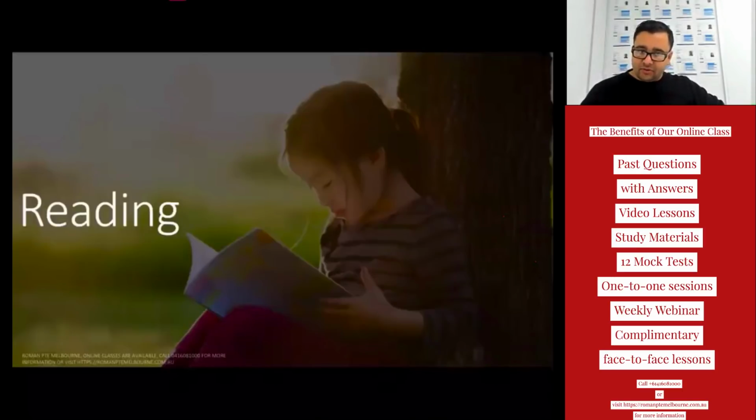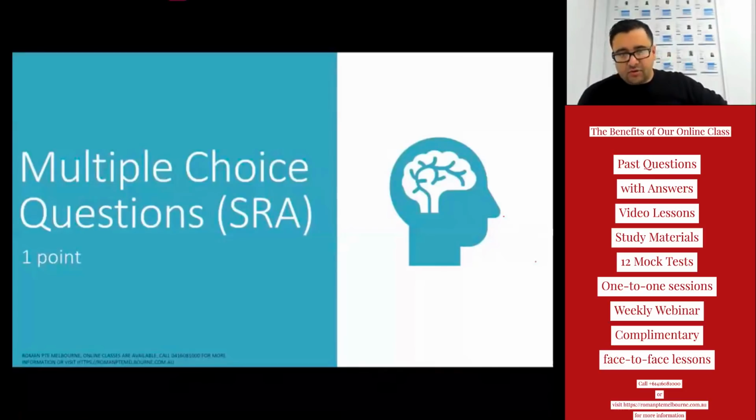Let's go to the next part, and that is reading. Now I'll be a little quicker because I think we are doing fine, but there are still so many things to discuss here, and I want to have an interaction at the end, so I'm going a little quickly here. Multiple choice questions, single right answer. You get 1 point for 1 right answer. There is no negative marking here.